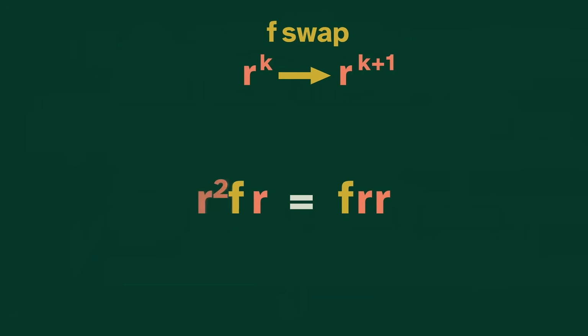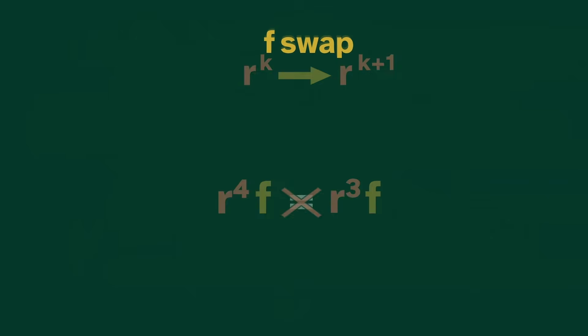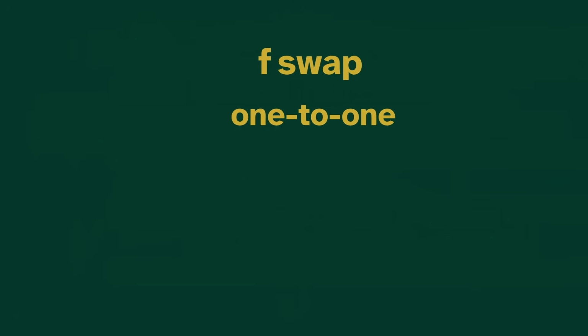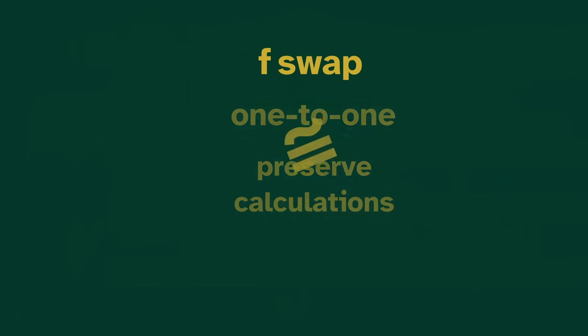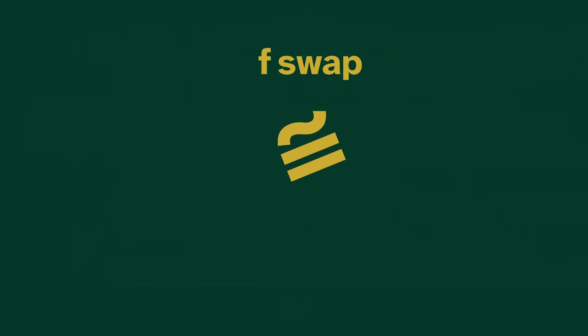If we swap separately, then combine, we get r to the 4f. But if we combine, then swap, it's just r cubed f. Yeah, this is not a group. The flip changed the calculations. The flip map must be 1-to-1 and preserve calculations. So it's an isomorphism, like I said earlier. Yes, it must be an isomorphism.